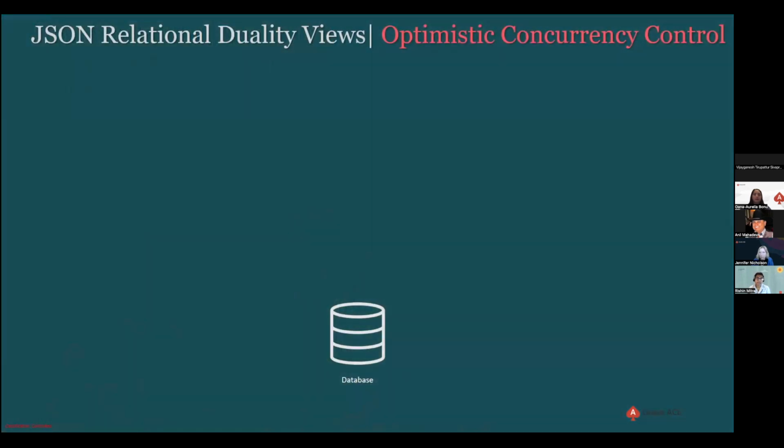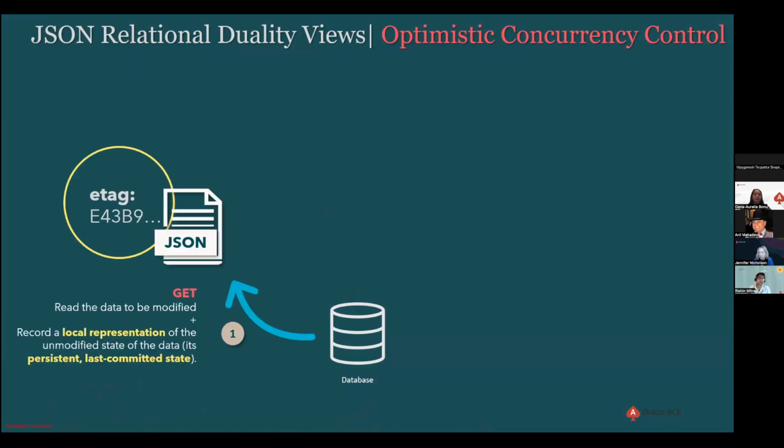What actually happens is when I have a session which tries to update a JSON document, it first reads the data from the database, and then it creates a local representation of the unmodified state of the data, which is essentially the e tag, the e tag column.